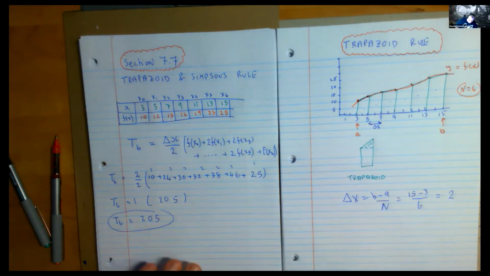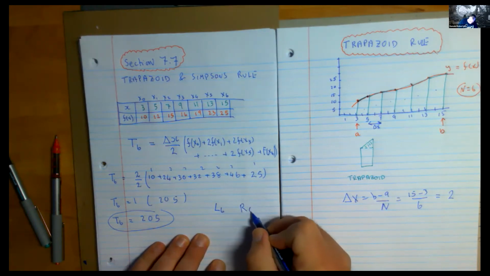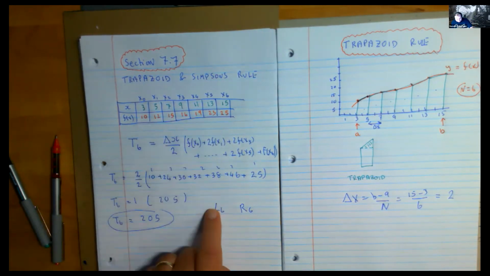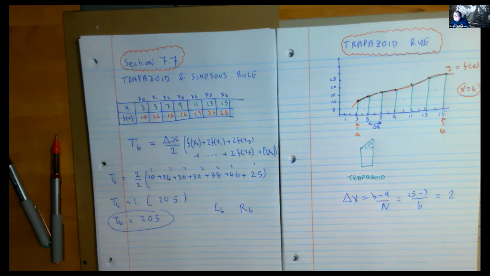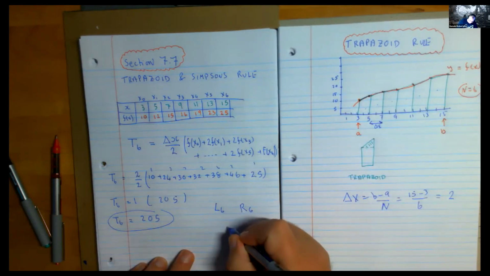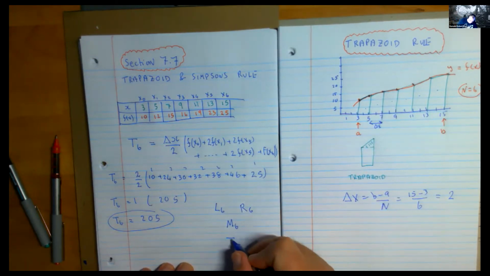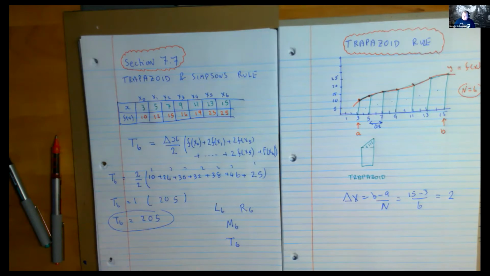Now, we already know some guys. I couldn't have used this table to get an L6 or an R6, right? Could have done that. I couldn't use this table, but I could have used this diagram. Could you imagine that I could have got an M6, right? I could have done that. Right, we've got a new guy in town called T6.